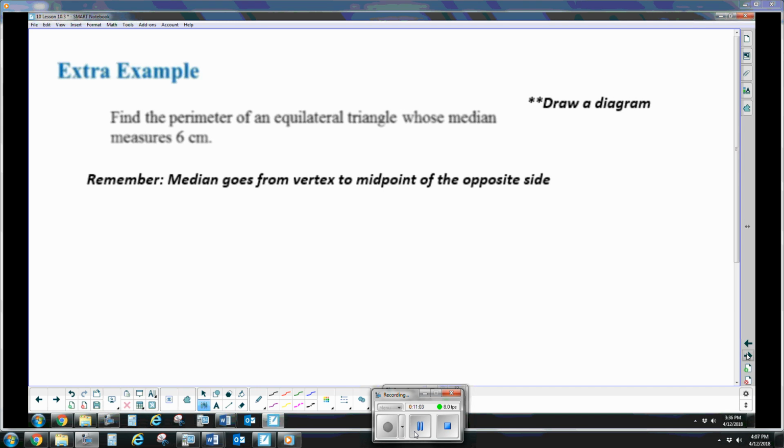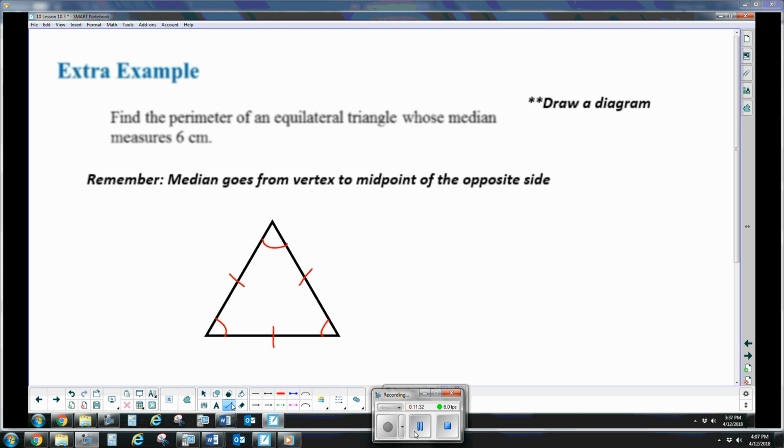All right, here's another example. In this example, we're finding the perimeter of an equilateral triangle. Remember, an equilateral triangle is a triangle that has 3 congruent angles and 3 congruent sides. So in this example, we don't know what the side lengths are, but we know they're congruent, and we know all the angles are congruent.